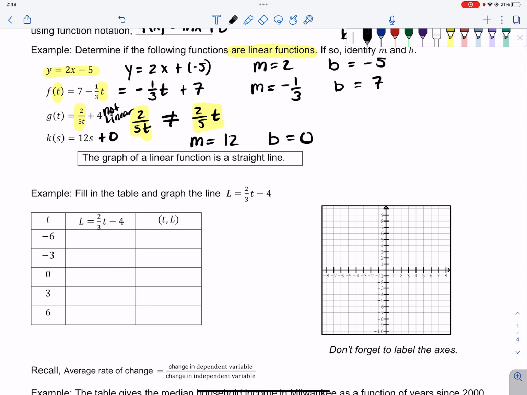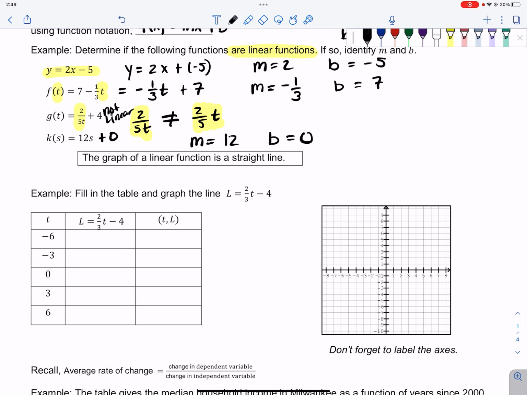Next, what we're going to do is graph a linear function. So starting off with our table here, we're going to do what we did in 5.1 to graph a function: fill out the table and get our ordered pairs. And then we'll go over a little bit of what we can do with graphing, specifically linear functions. So we have the line L equal to 2 over 3t minus 4.